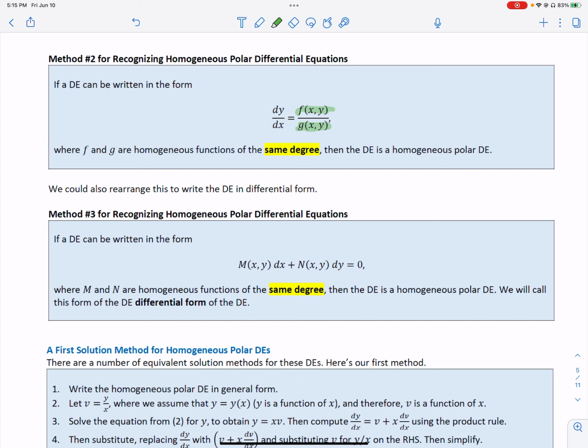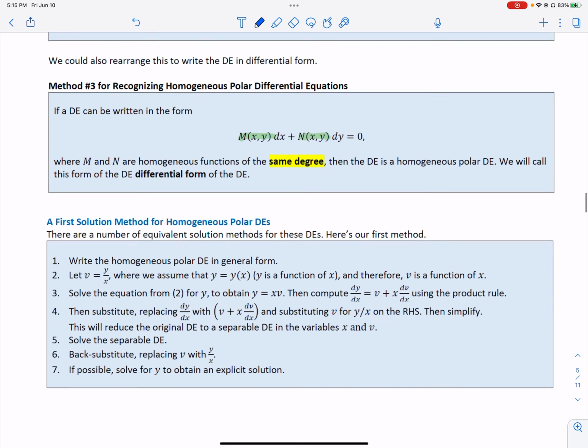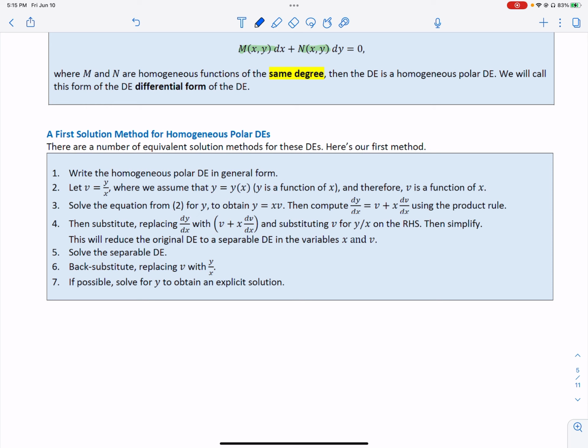Now, sometimes the DE is written in this form, and it's the same thing. If these two functions, M and N, the ones in front of dx and dy, are homogeneous functions of the same degree, then the DE itself is a homogeneous polar DE, and we can use the following method. If I start here, I actually move pretty quickly to y equals vx. That's how I think about it, just so you know. Write that in. Check this out after we're done doing the next example.